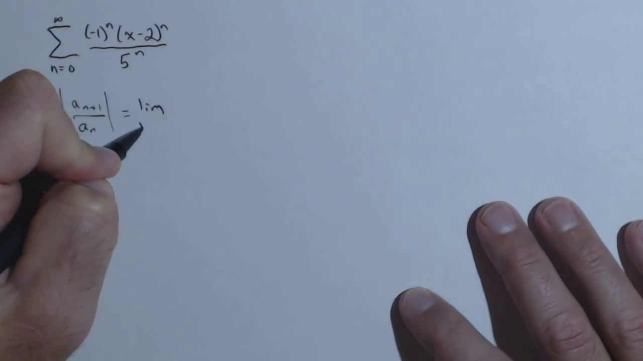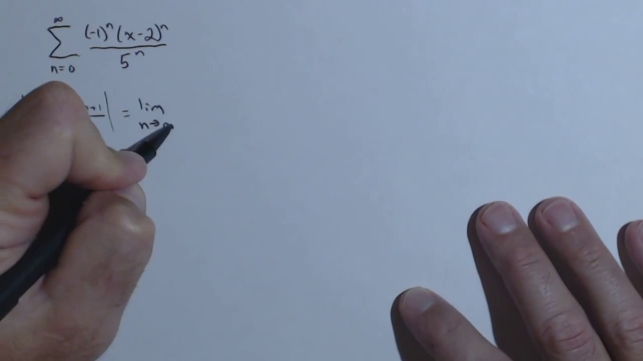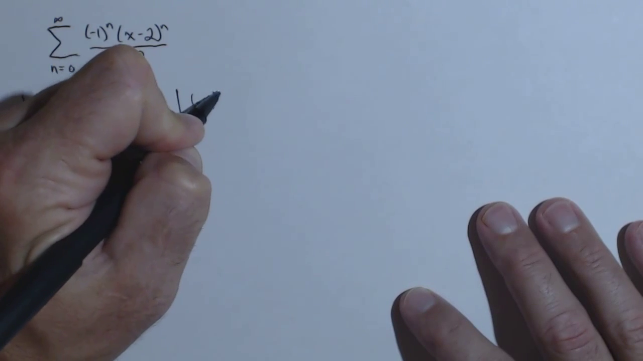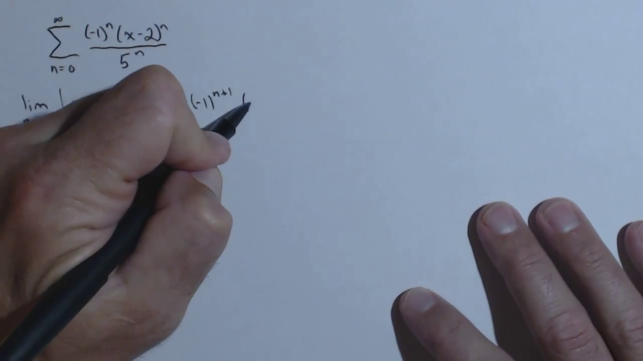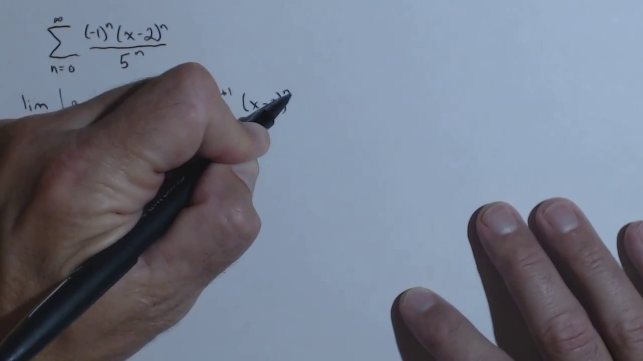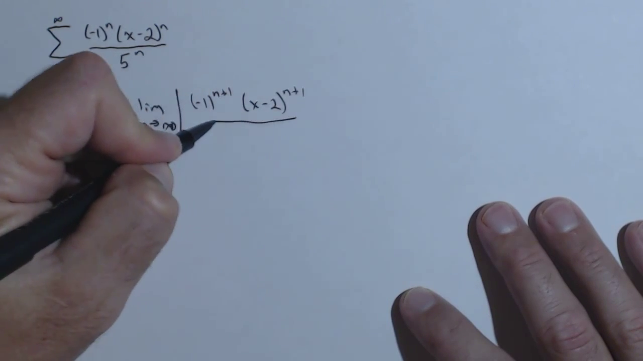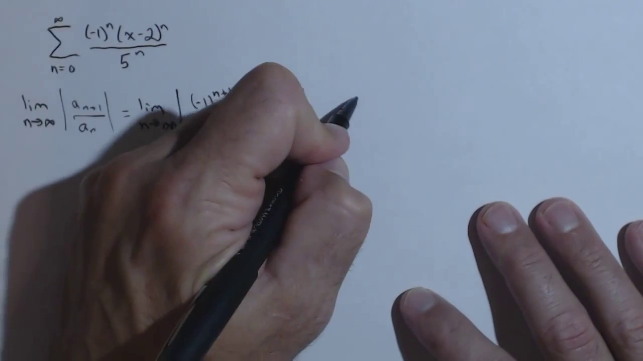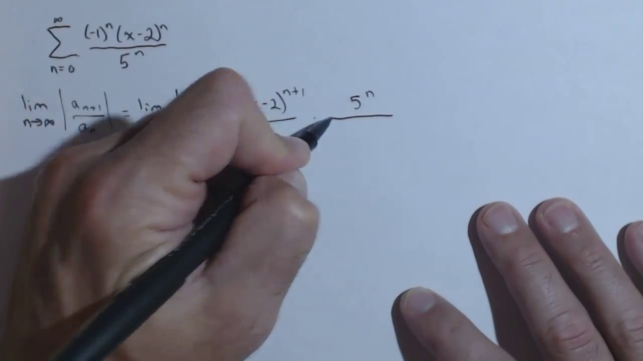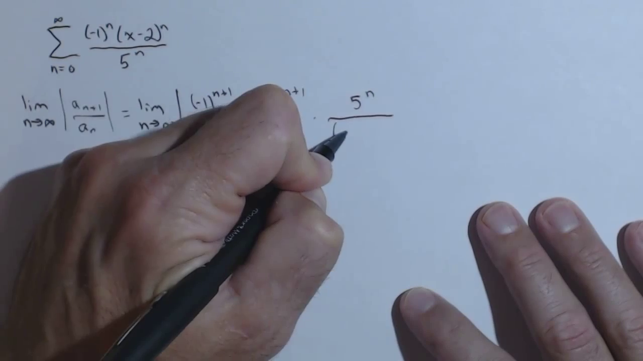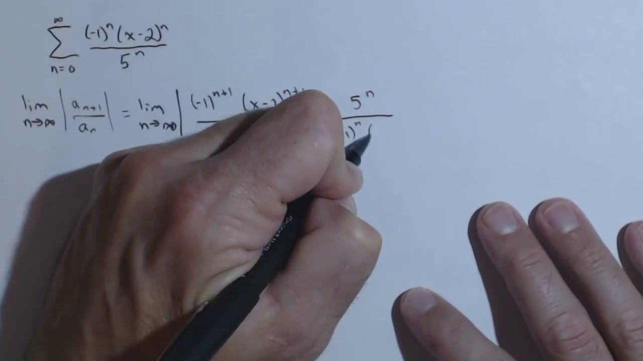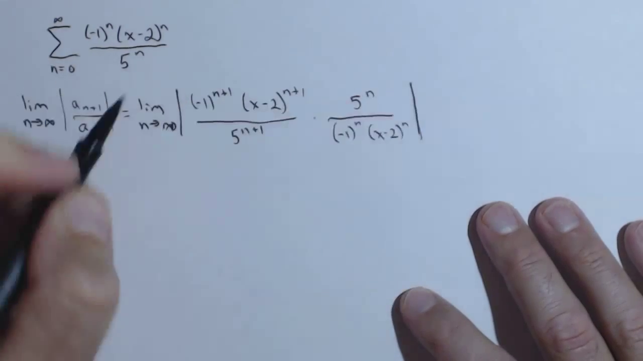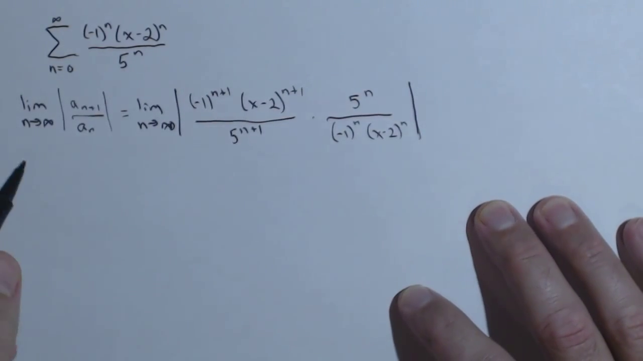So we have the limit as n goes to infinity of the absolute value of negative 1 to the n plus 1, x minus 2 to the n plus 1 over 5 to the n plus 1, times the reciprocal of the original, so 5 to the n over negative 1 to the n, x minus 2 to the n. Now we'll rewrite and see what kind of canceling we can do.